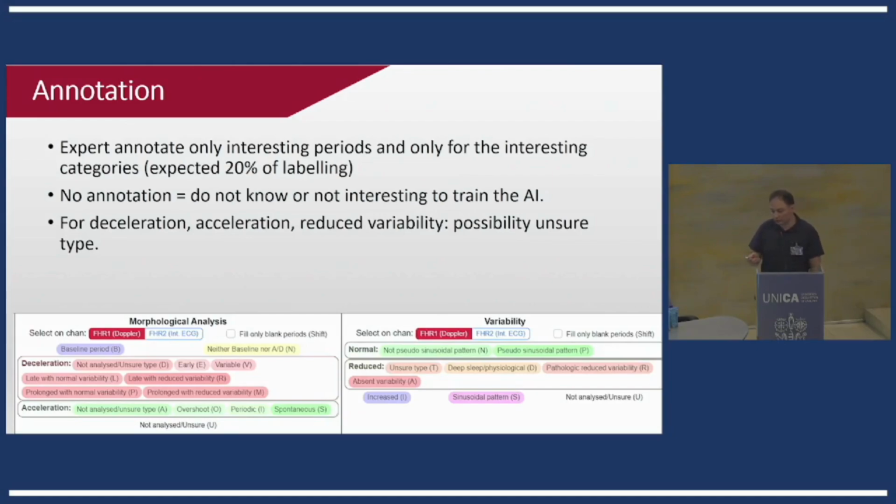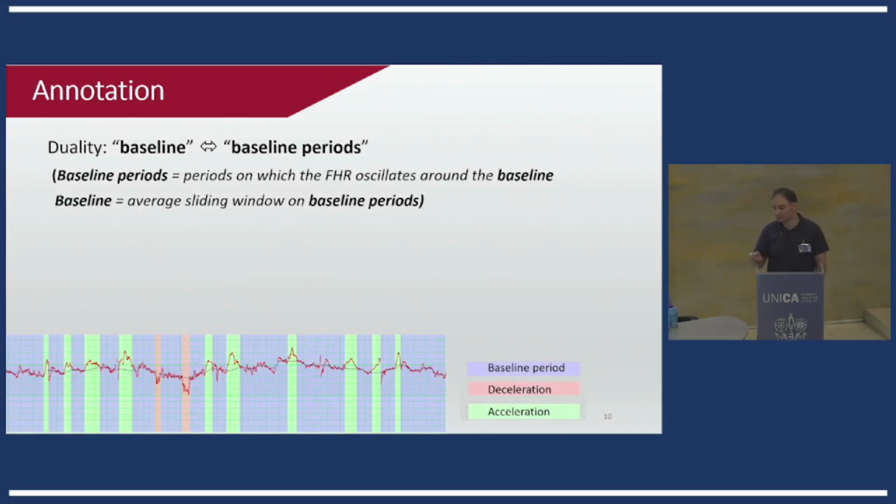And for deceleration, acceleration, etc., the expert can say that he is not sure of which type the deceleration is, or he doesn't want to input it, and it will be taken into account in the cost function at the end.